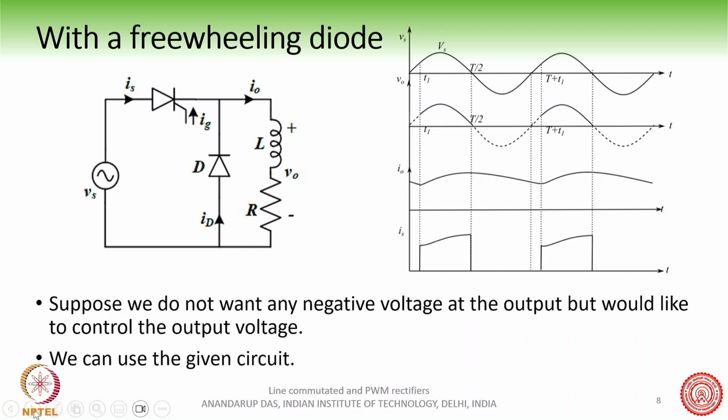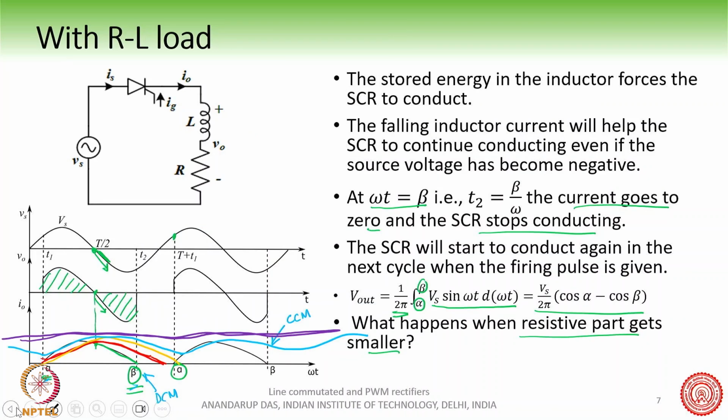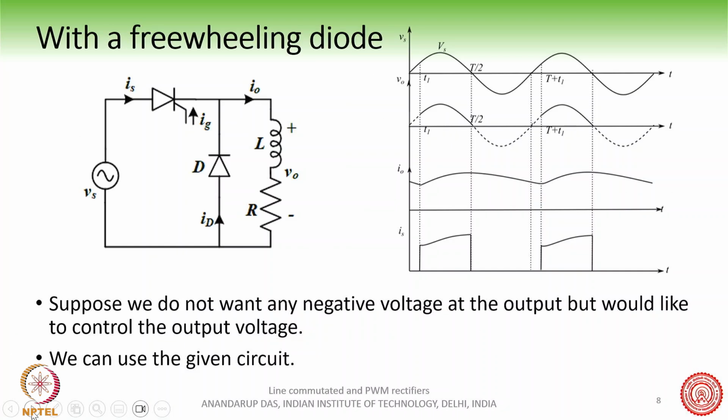One small thing here is that, in this case, you can see that you had an output voltage which has both positive and negative parts. Which is not good, because you want to produce an output voltage which is always positive. In many cases you want the output voltage only positive. You do not want the negative half of the AC cycle coming into the output side. So what you can do is put a freewheeling diode.